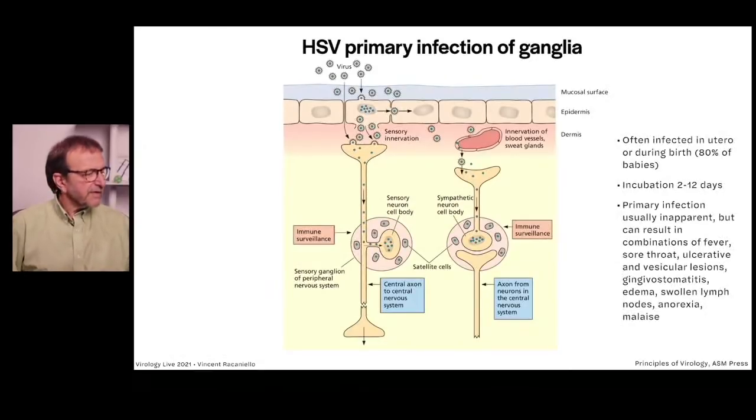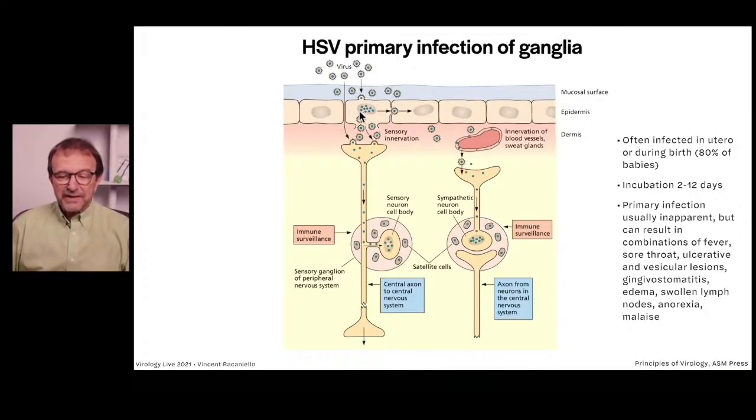So here is herpes simplex, primary infection of ganglia. When you're a kid, you get your first herpes simplex virus infection. Often you're infected in utero or during birth. The mother is seropositive, and she passes it on to you. 80% of babies get infected either in utero or during birth. Incubation period, 2 to 12 days.